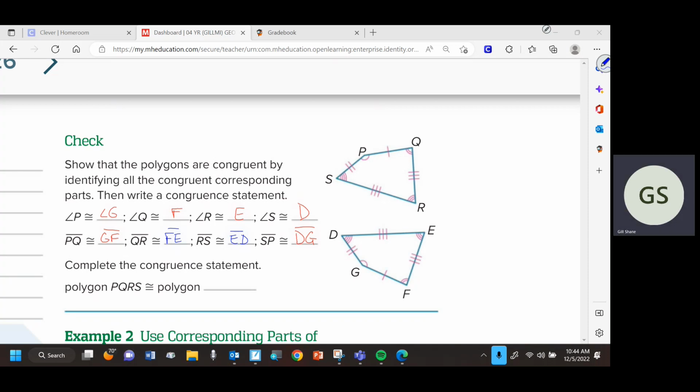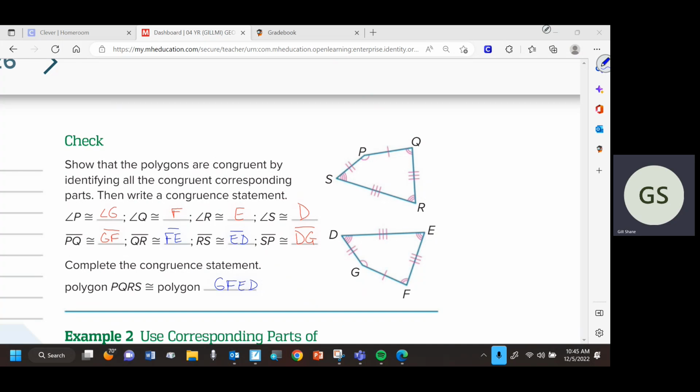That's pretty similar to that one, where I give you markings that are the same somewhere in the figure, and then you got to figure out how that corresponds to the other figure. And again, this would be just in the same order. P, Q, R, S would match up to G, F, E, D. So G, F, E, D, same order actually. G, F, E, D would be that polygon. Any questions on that?